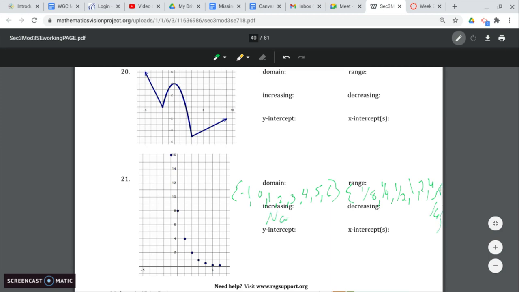Increasing, it is never increasing. Decreasing for x when x is an element of the integers, from negative 1 less than x less than or equal to 6. The y-intercept is right here at 0, 8. The x-intercept, it's never actually on the x-axis, so it is none. So be very careful. The other one will be much easier because it's not a collection of points, but you will have multiple increasing and decreasing portions of it, okay?